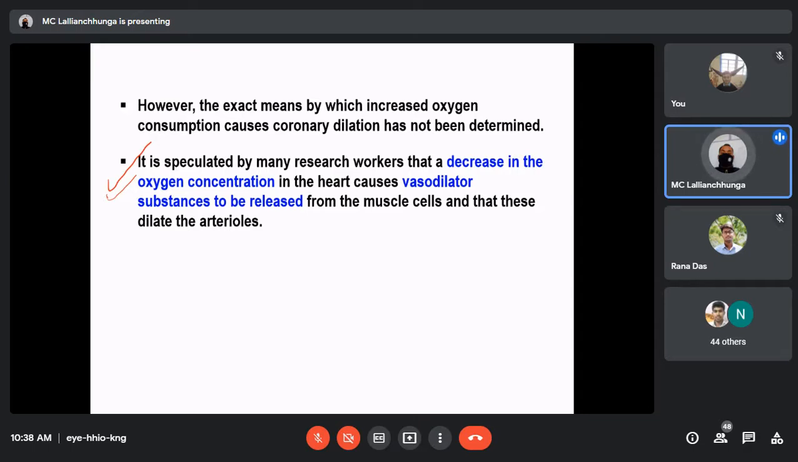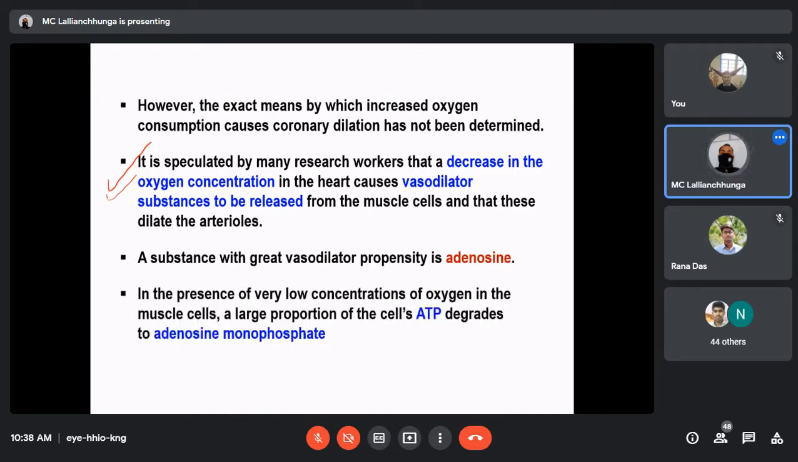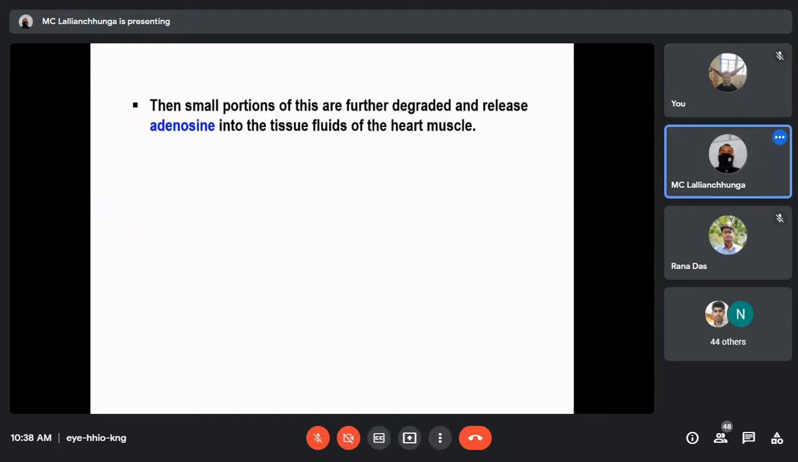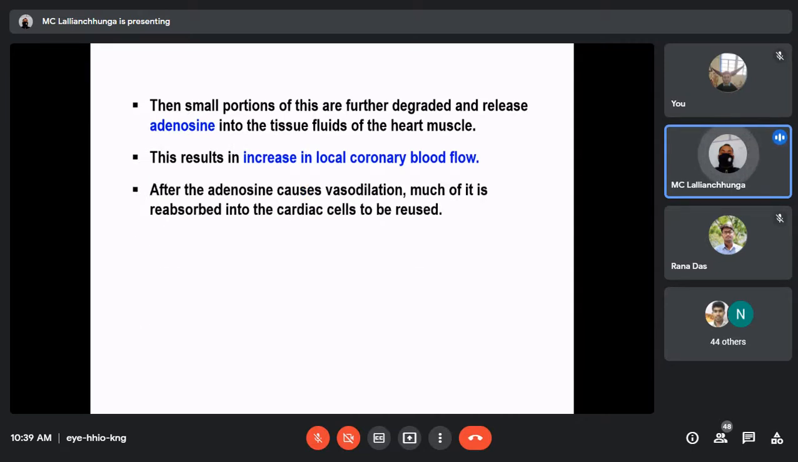Dilation of the blood vessel means more blood can flow through it. You all know this one. So yesterday we already discussed this. A substance with great vasodilator propensity is adenosine. So adenosine is a good vasodilator. In the presence of very low concentration of oxygen in the muscle cells, a large proportion of ATP degrades to adenosine monophosphate. Then a small portion of this is further degraded and releases adenosine in the tissue fluids of the heart muscle. The result is an increase in local coronary blood flow.